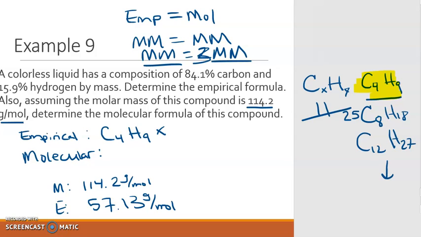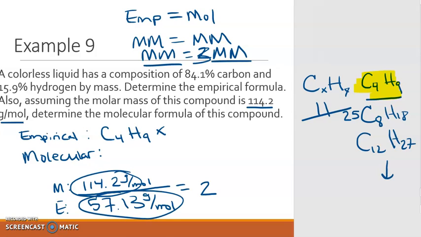So simply by comparing these two, is this a case where the empirical and the molecular formula are the same? No, there's no way, because they're not the same molar mass. But if I took 114.2 grams per mole and divided it by 57.13 grams per mole, I end up getting roughly 2. What is that telling me? That's telling me the true molecular formula is double the empirical formula. In other words, the multiplier is 2, and that means the molecular formula, the real formula, is C8H18.